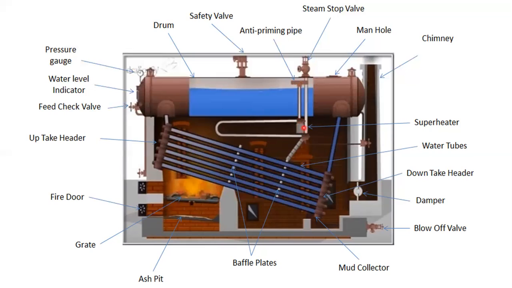This is the superheater, where the saturated steam is converted into superheated steam, and after that it is transmitted towards the steam stop valve, from where you can transfer it to your required place whenever necessary. Okay, in this way the Babcock and Wilcox boiler works.